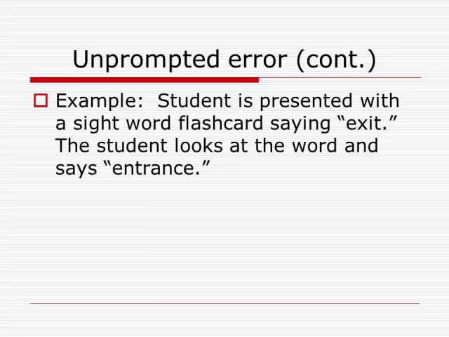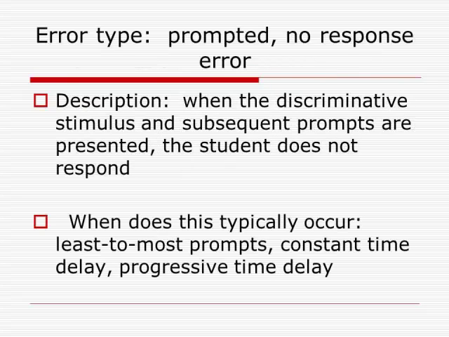The third error type is a prompted no response error. Layman's terms, teacher does something to assist, but the student doesn't do anything to answer. So again, the description, when the discriminative stimulus and the subsequent prompts are presented, the student does not respond. Again, most likely to occur in a non-stimulus prompting system. An example of this, keeping with our same line of thought with the flashcard, the student is presented with a sight word flashcard saying exit.